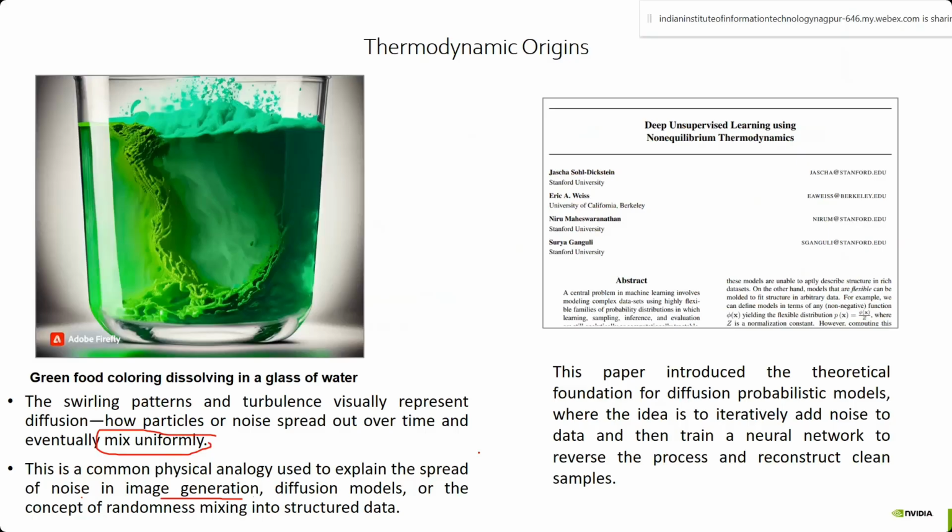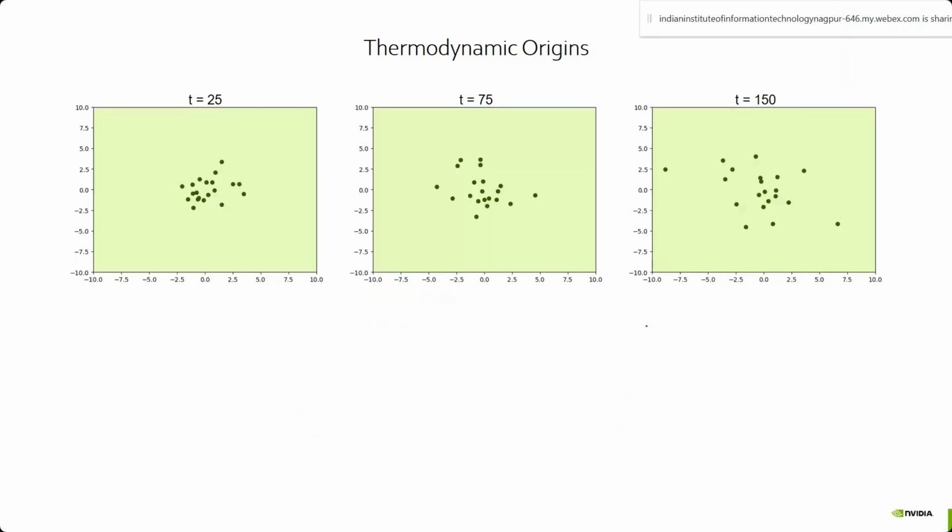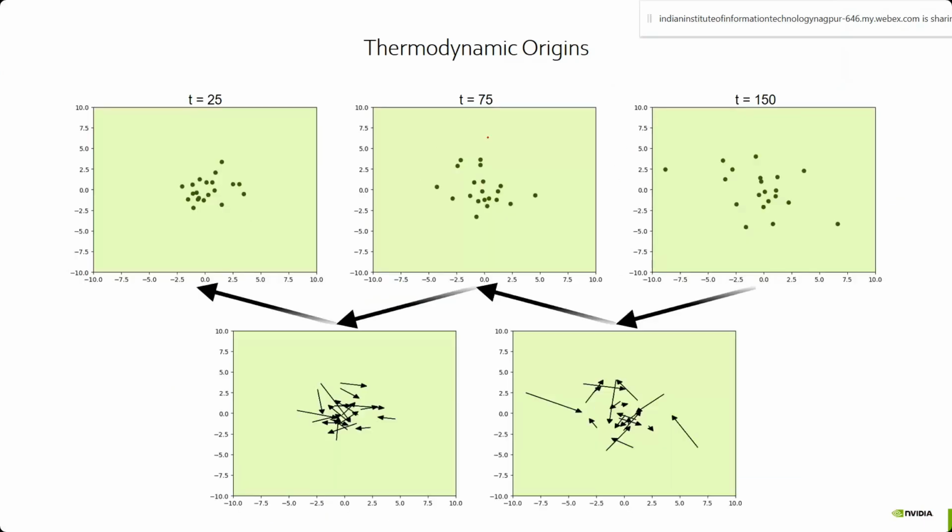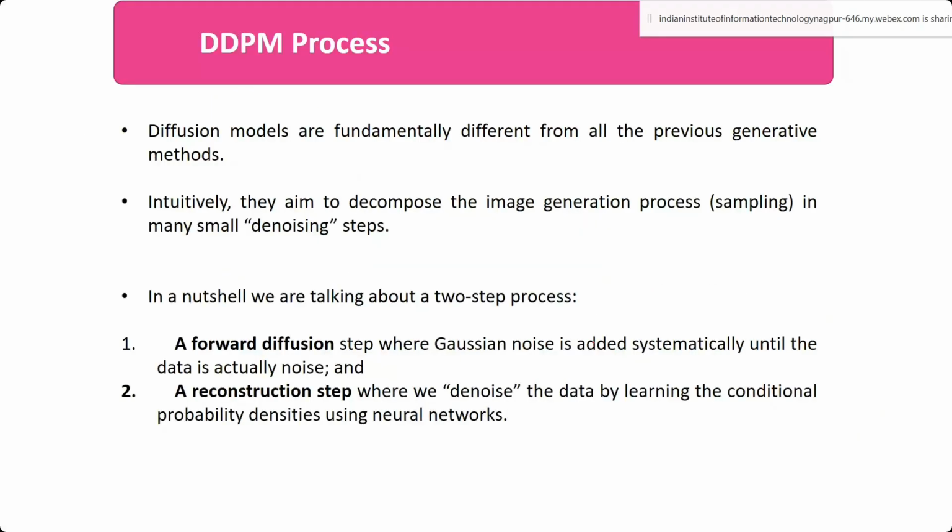So you have normal water and you are randomly adding noise step by step and making it completely unstructured data. This paper introduced the theoretical foundation for the diffusion probabilistic model, where the idea is to iteratively add noise to the data and then train your neural network to reverse the process and reconstruct the clean samples. This is how it looks after T equals 25, then 75, 150 steps.